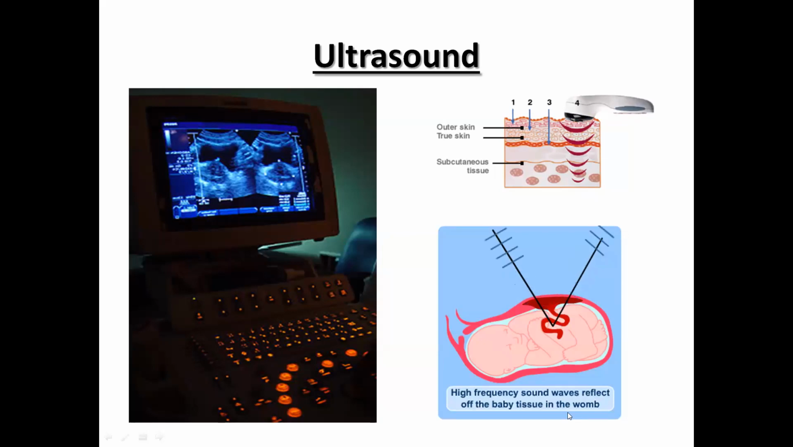When these signals, ultrasound rays, touch the surface of the body skin, which is called the outer skin, inside we have the true skin, and inside the true skin we have the substance tissues. So proper frequency rays come onto this skin. High frequency sound waves are reflected by the body tissue in the concerned area. Therefore it is easy to track the object inside the skin.